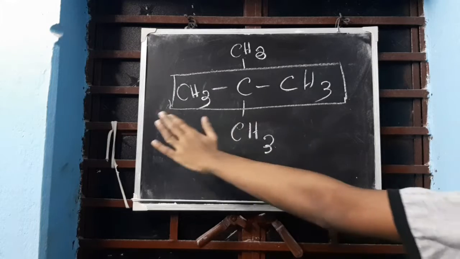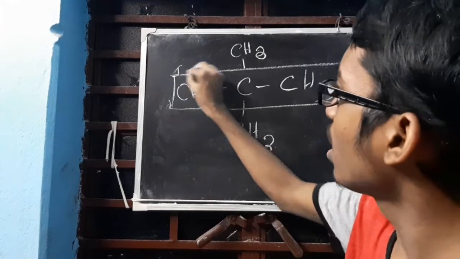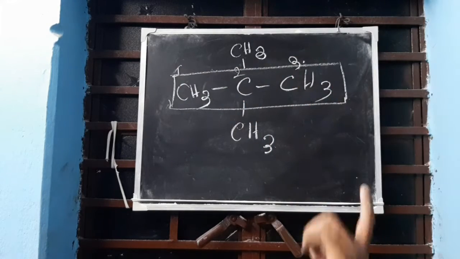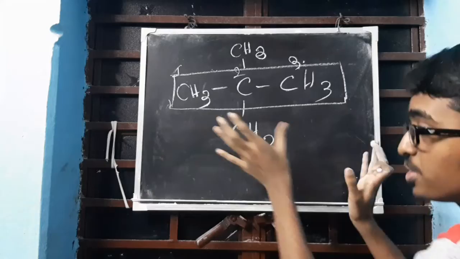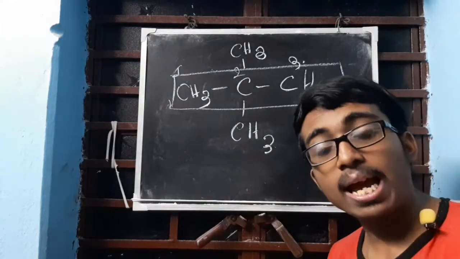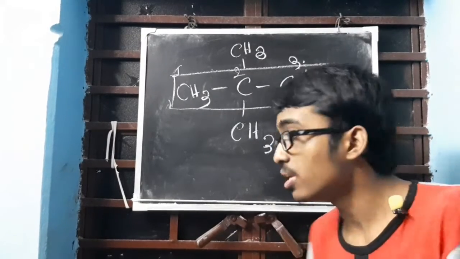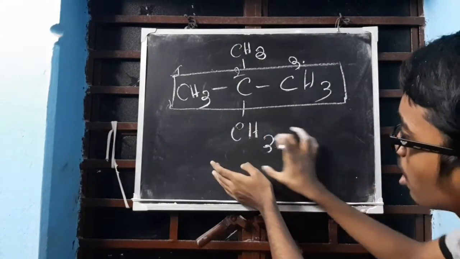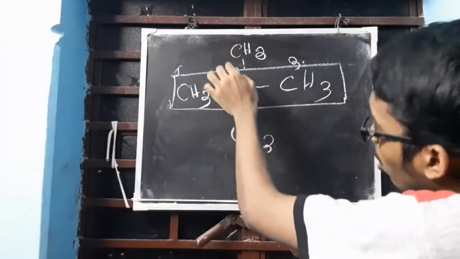So first step was we have checked the parent carbon chain. Second step, we are numbering it. So let's number it: 1, 2, 3. Numbering done. Correct? Okay. Next, we have to check which particular position the substituents are attached to. See properly. This particular substituent is added to which position carbon? Number two. This also at two.